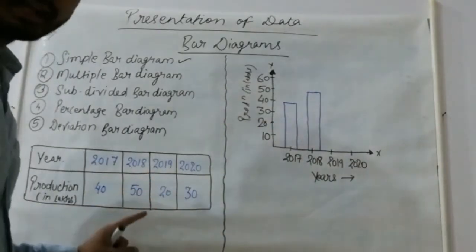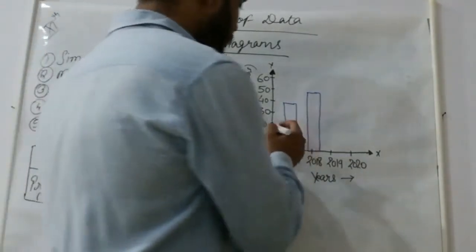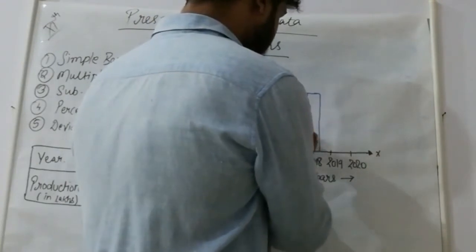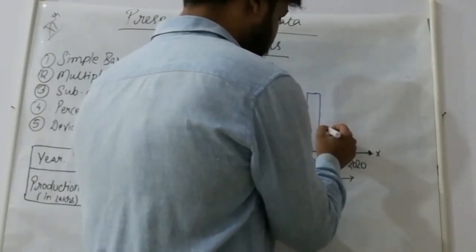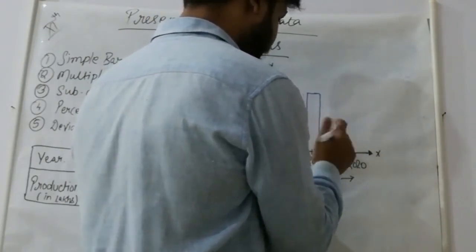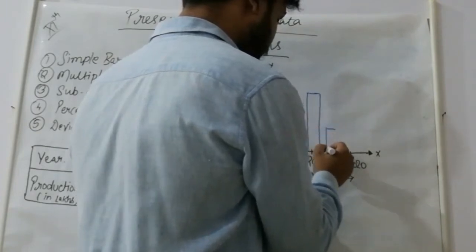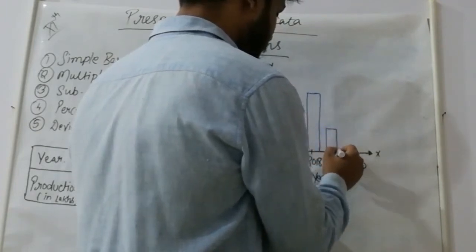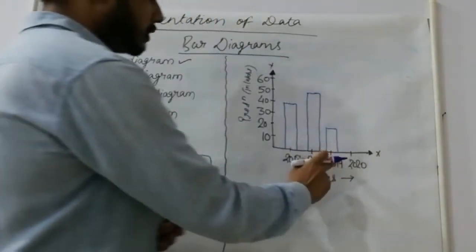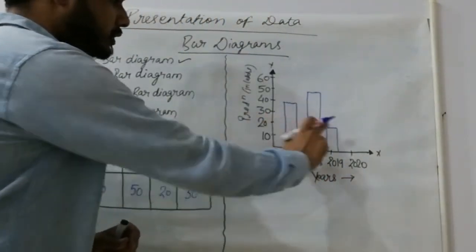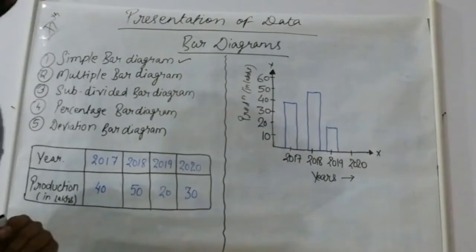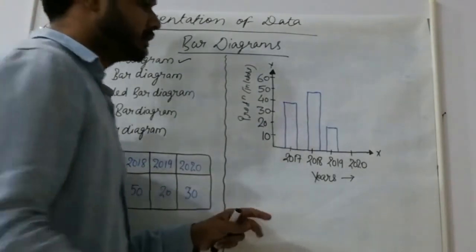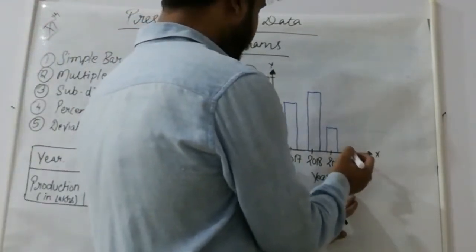Then in 2019 it is 20. So for 2019, just at the straight line of 20, we can make a line and we will draw a bar diagram. So this is 2019 and the production is 20 lakh. The last one is 2020 and the production is 30 lakh. So the production for 2020 is 30 lakh.